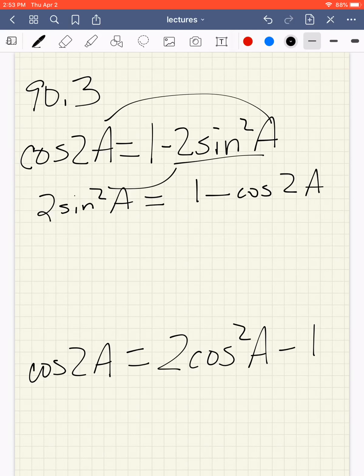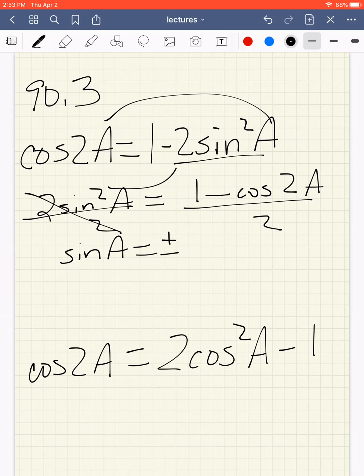And now we want to solve for sine, so we need to get rid of this 2. And then we'll take the square root of both sides. So the square root of sine squared is sine. And this will be plus or minus the square root of 1 minus cosine of 2a divided by 2.